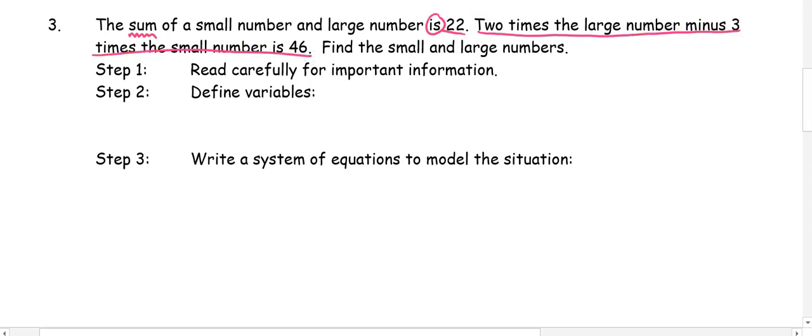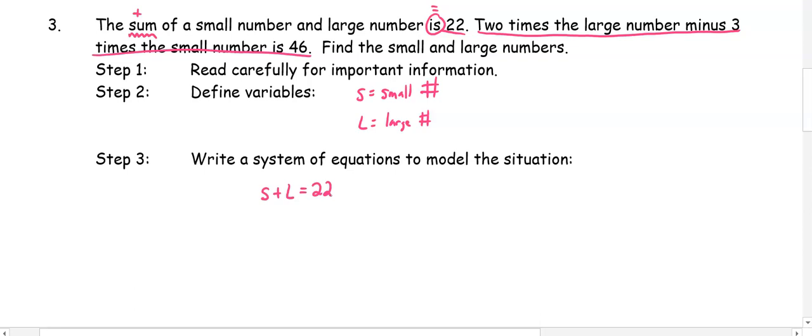So first we need to identify the variables. We're trying to find the small and large number. So I'm going to use S for small number and L for large number. In the first sentence, it says the sum, which is addition, of the small and large number is 22. So that means it equals 22. So S plus L equals 22.